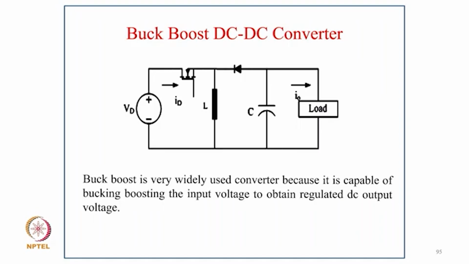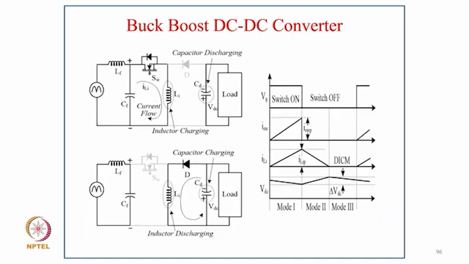Of course, the drawback of this converter is that the output voltage is reversed, as you can see, because of diode conduction. But the advantage is that you get buck and boost operation with the same number of components as in a buck converter as well as in a boost converter. One switch, one diode, one inductor, and of course an output filter capacitor. The buck-boost converter is a very widely used converter because it is capable of bucking or boosting the input voltage to obtain a regulated DC output voltage.